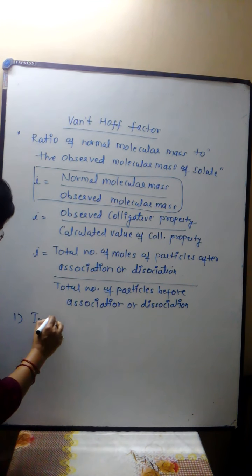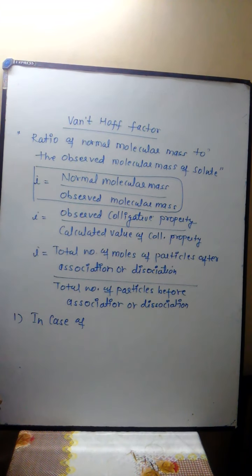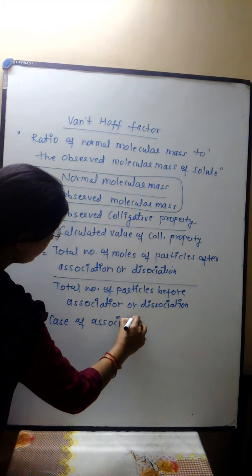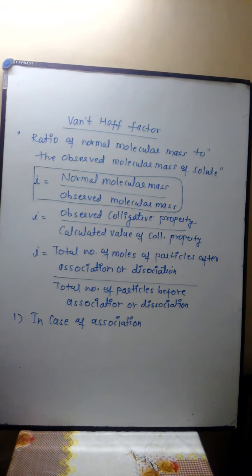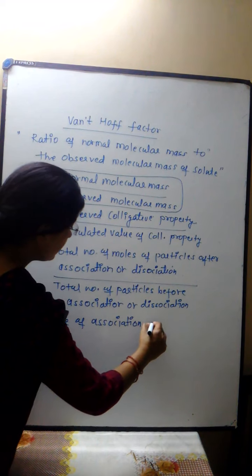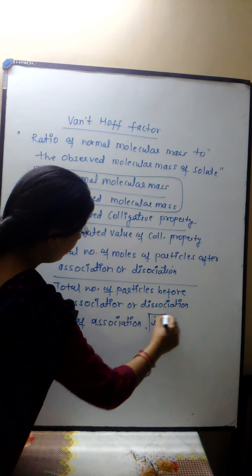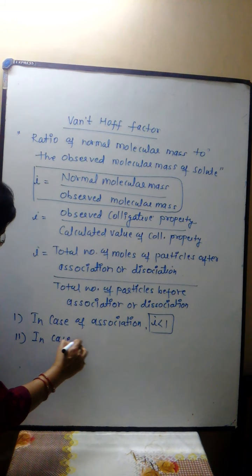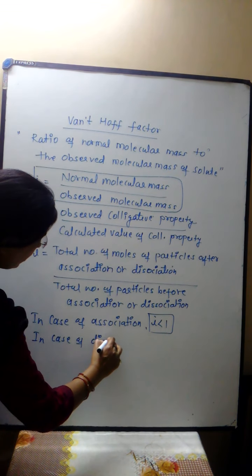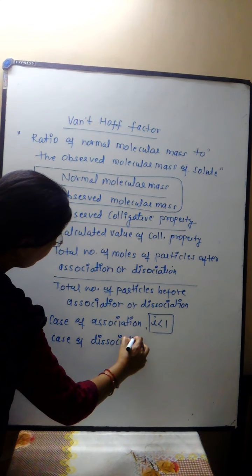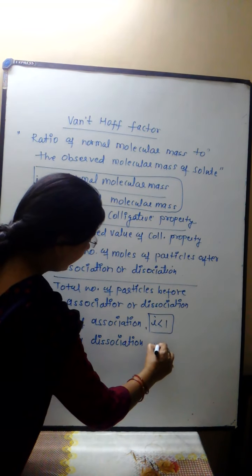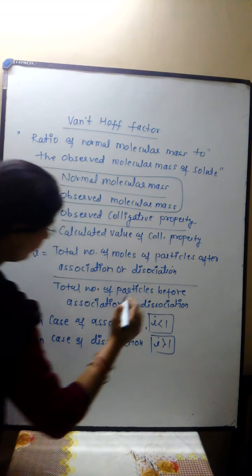In case of association, molecules combine with each other, so the Van 't Hoff factor value i is less than 1. Secondly, in case of dissociation, molecules break up into smaller particles, so molecular mass decreases but colligative property increases. The Van 't Hoff factor is greater than 1.